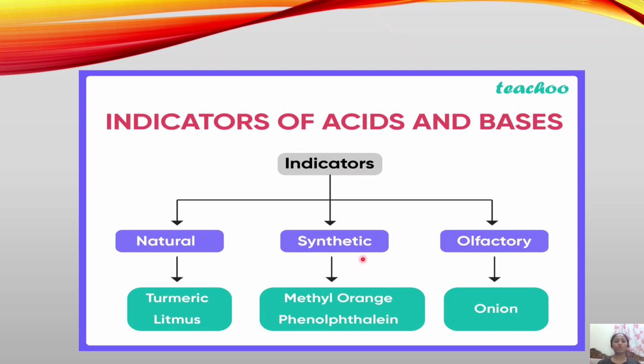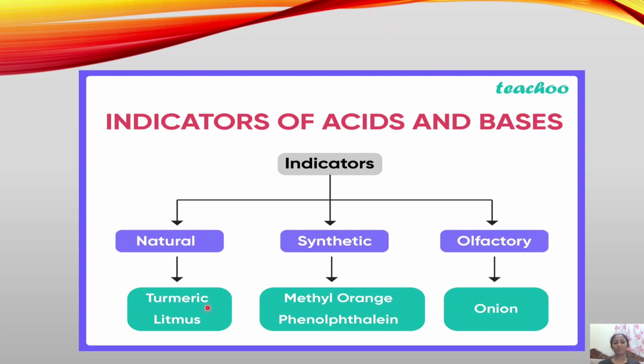When we move to natural indicators, we can say that litmus paper is an example of a natural indicator, because litmus is a natural compound. It will change its color in acidic and basic medium. And when we move to turmeric, it will change its color from yellow to red in basic medium, and back in acidic medium.